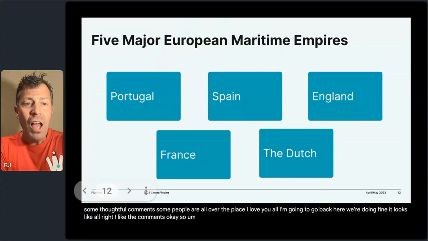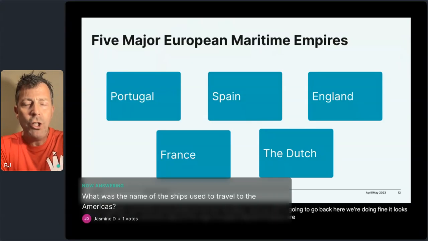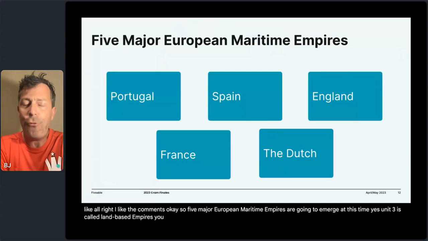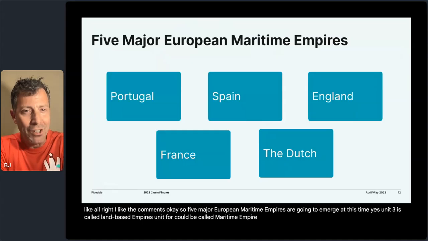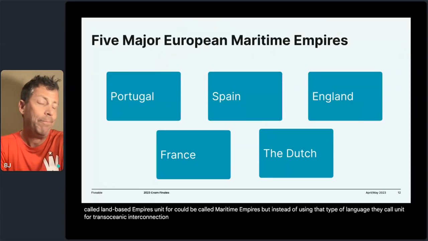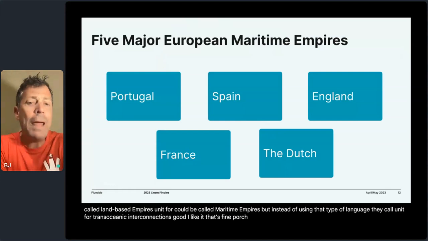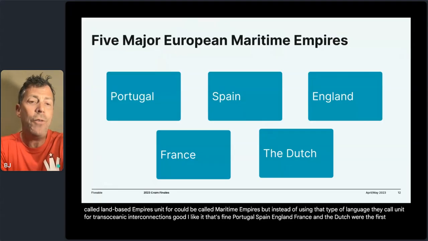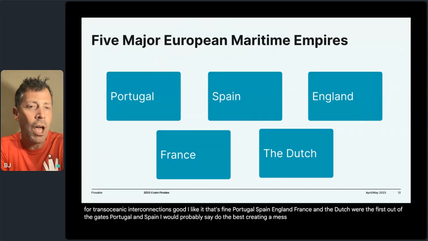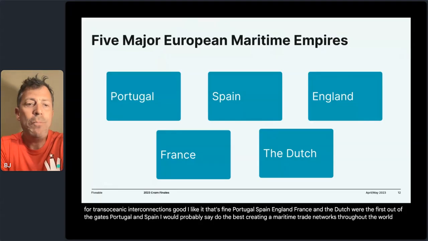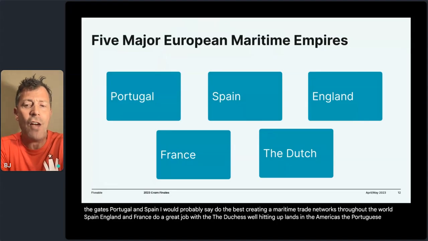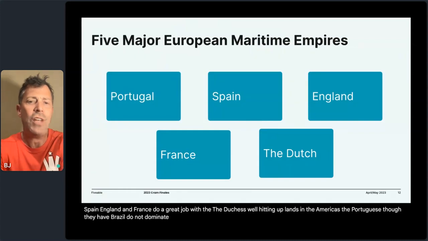Okay, so five major European maritime empires are going to emerge at this time. Yes, Unit 3 is called land-based empires. Unit 4 could be called maritime empires, but instead of using that type of language, they call Unit 4 transoceanic interconnections. Good, I like it. That's fine. Portugal, Spain, England, France, and the Dutch were the first out of the gates. Portugal and Spain, I would probably say, do the best creating maritime trade networks throughout the world. Spain, England, and France do a great job, with the Dutch as well, hitting up lands in the Americas. The Portuguese, though they have Brazil, do not dominate the Americas at the time.